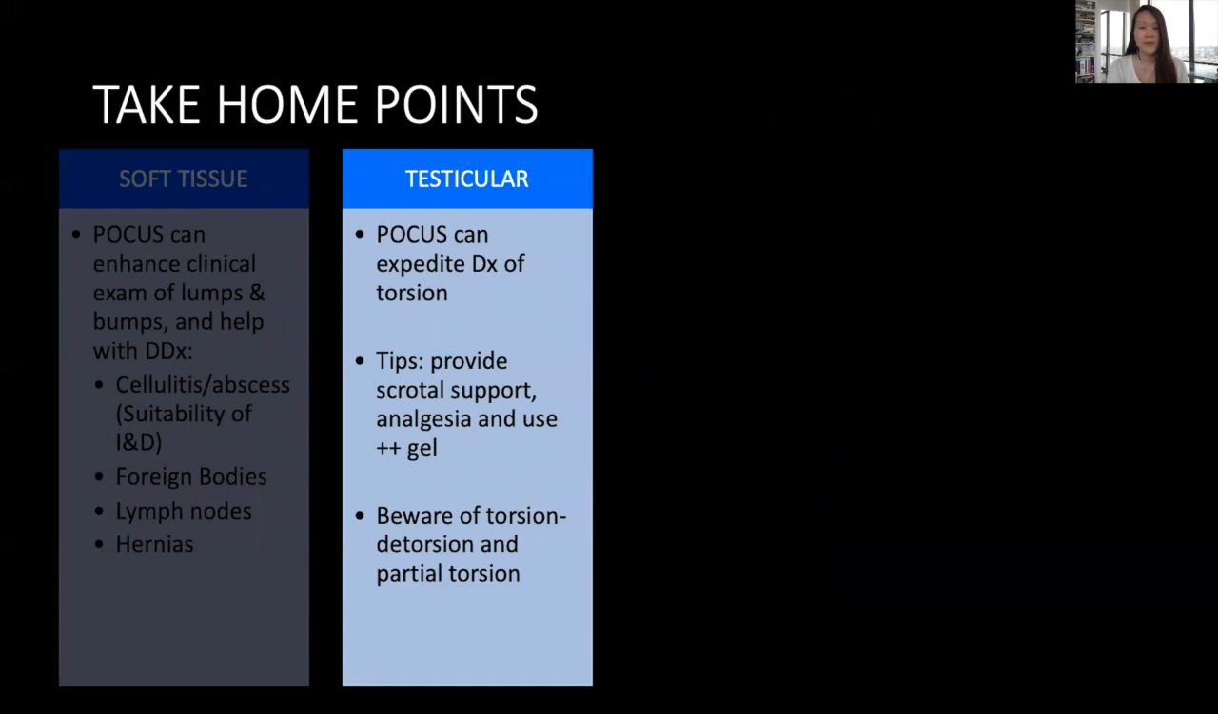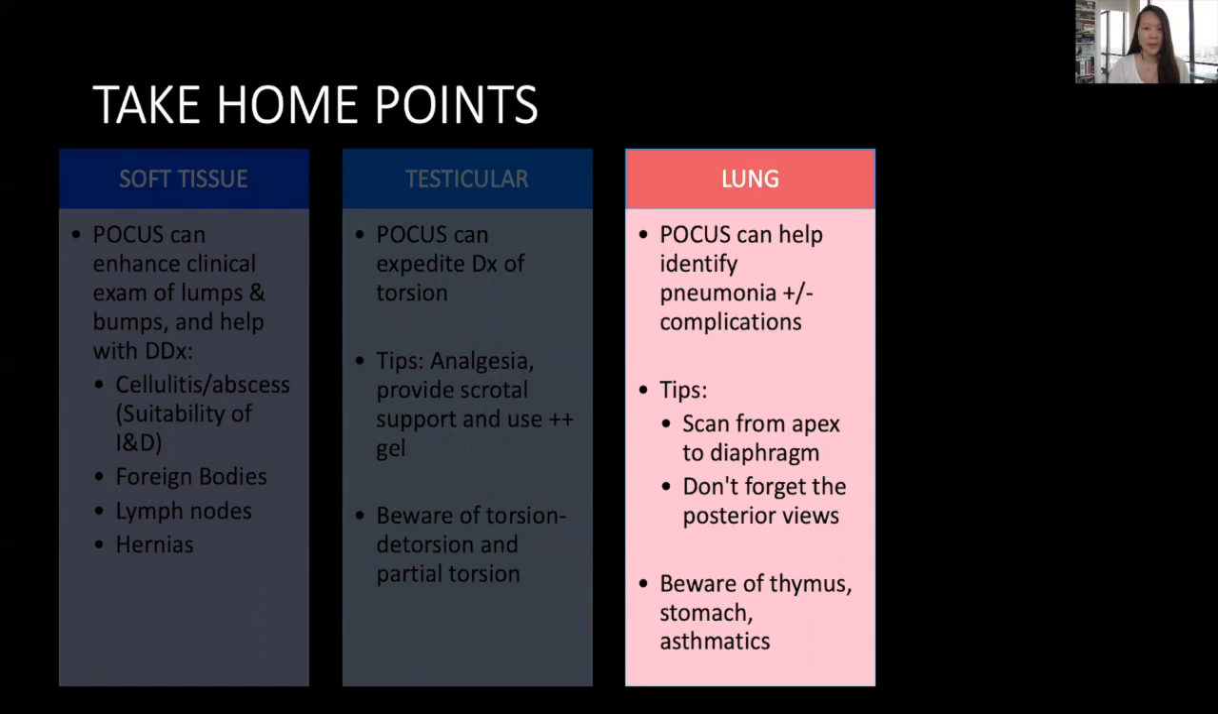Some technical tips would be to provide adequate scrotal support, analgesia, and using a lot of gel. But be mindful of pitfalls like torsion-detorsion and partial torsion. Lung POCUS is frequently used in our pediatric ED to help identify pneumonias and its complications. Some technical tips would include to always scan from apex all the way down to diaphragm, and don't forget to get good posterior views. But beware of pitfalls like the thymus, stomach, and the use in asthmatics.